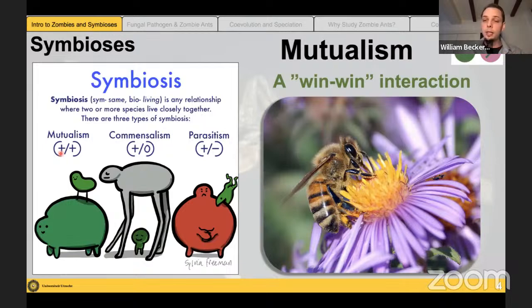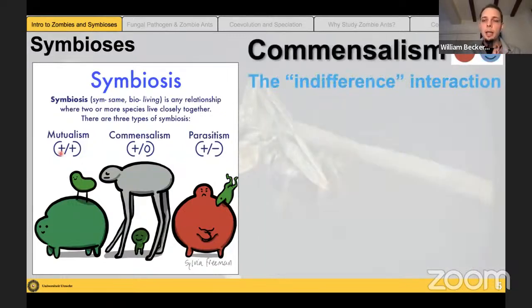So it's sort of like a trading system. The bee is picking up a meal and taking that back and making honey. And in return, it's helping the flower to reproduce. So both individuals win.